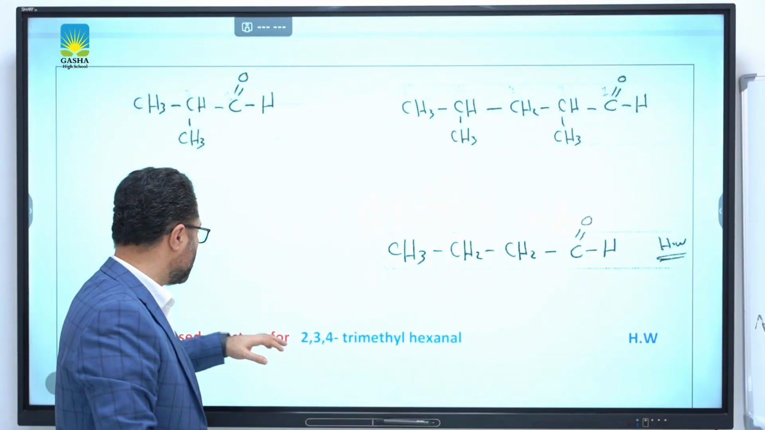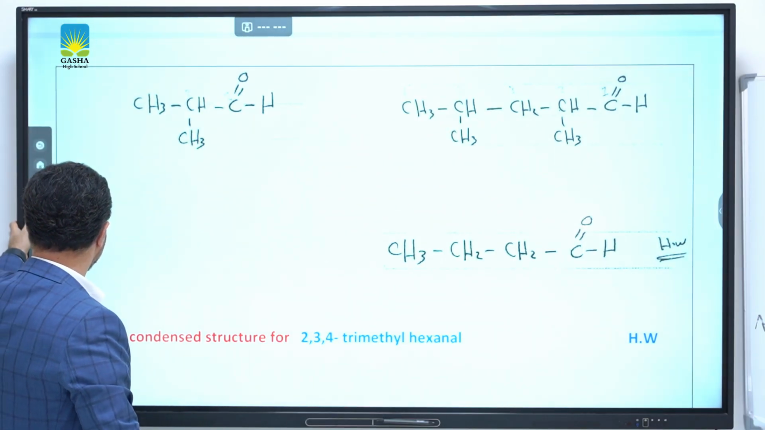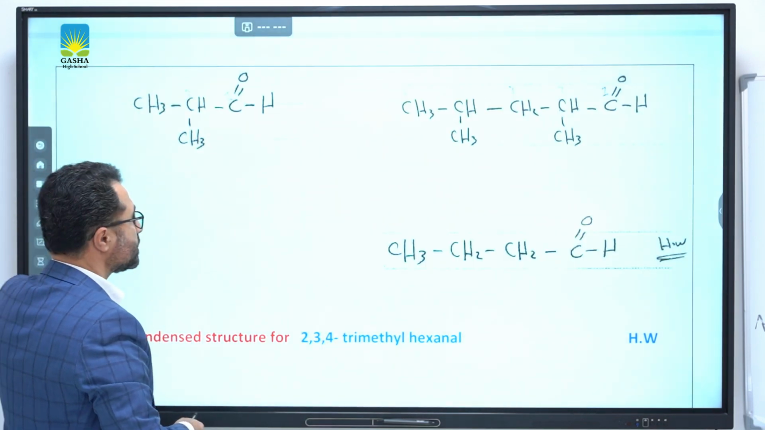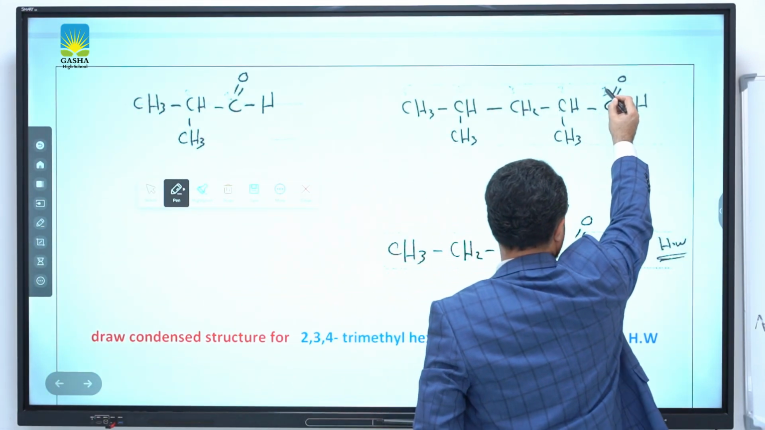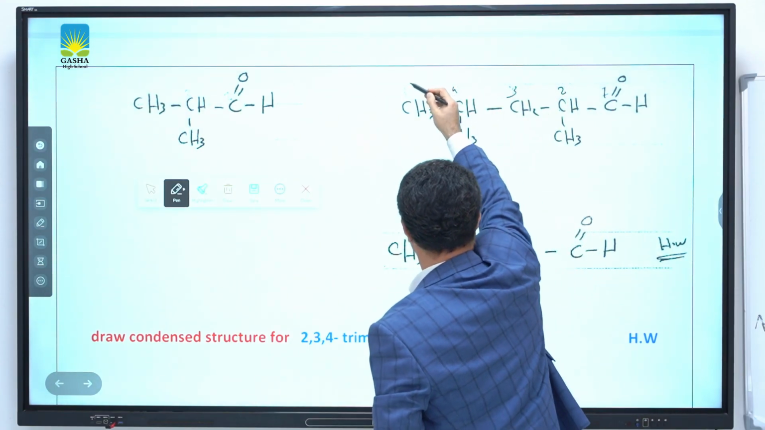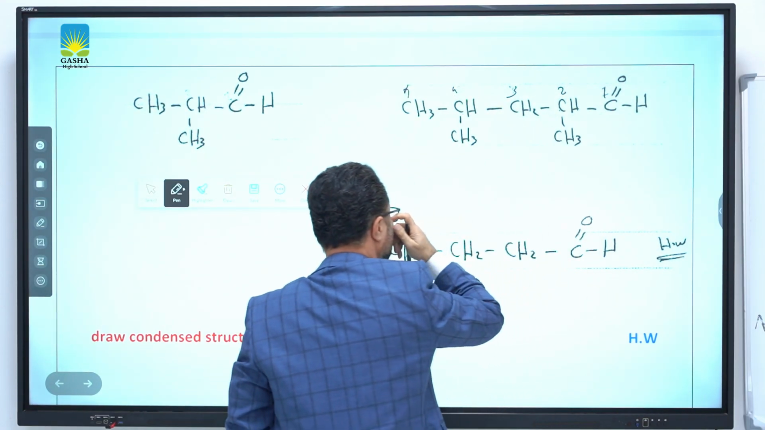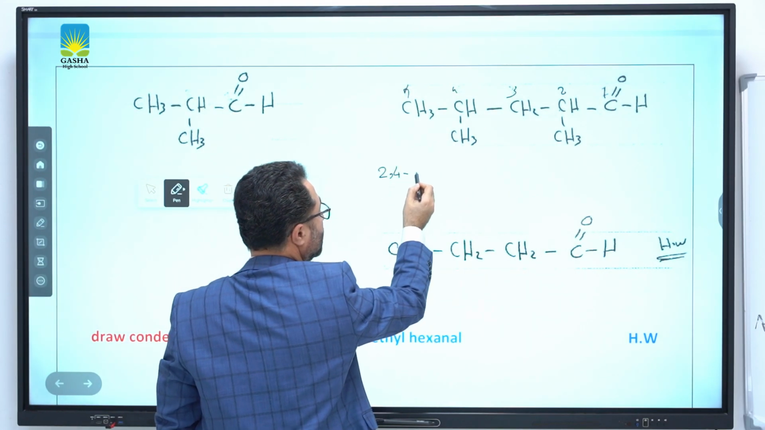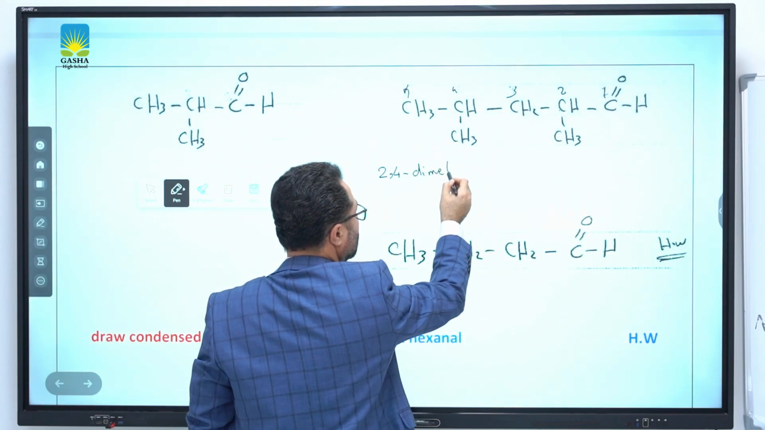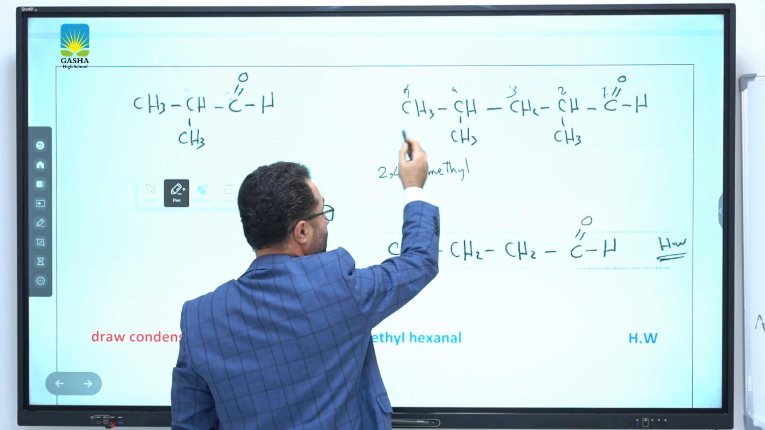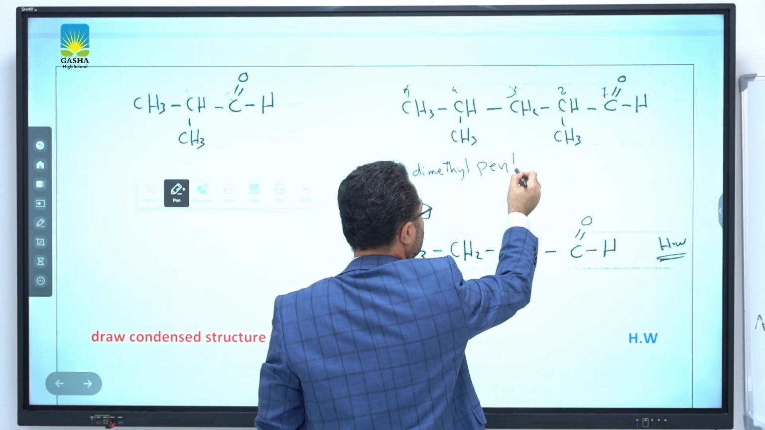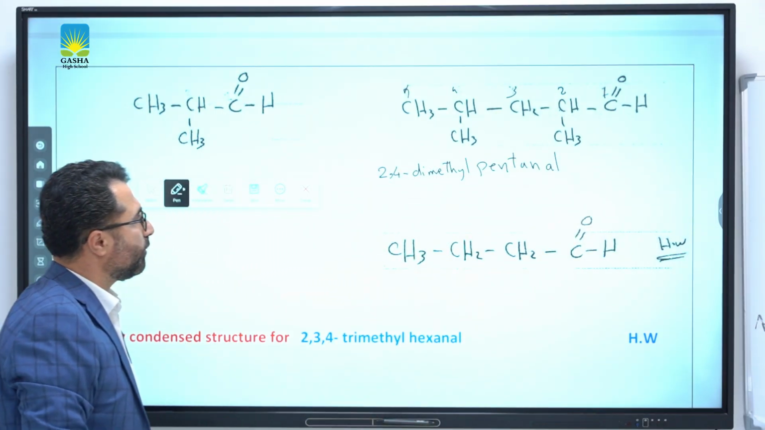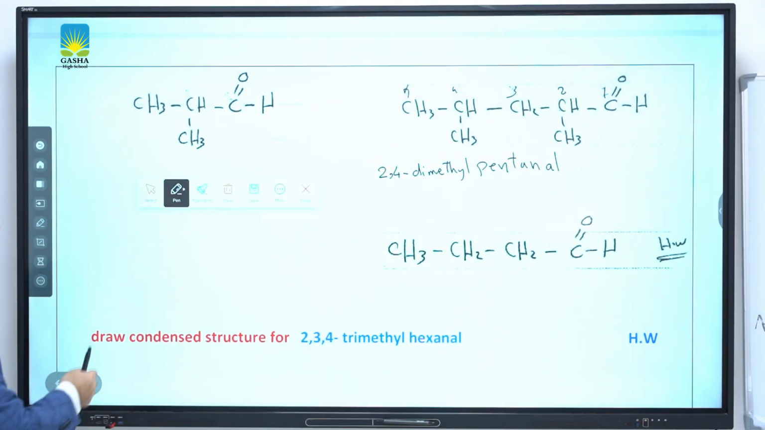If we have a branch group, we always number from the side that has the carbonyl group, C double bond O. It's 1, 2, 3, 4, and 5. We have 2 groups on the 2 and 4, so it's 2,4 dimethyl. And the parent is pent, pentane. Add "al" to be an aldehyde. So it's 2,4 dimethyl pentanal.